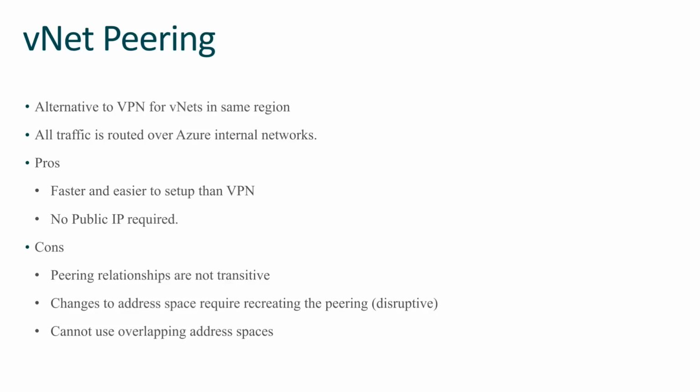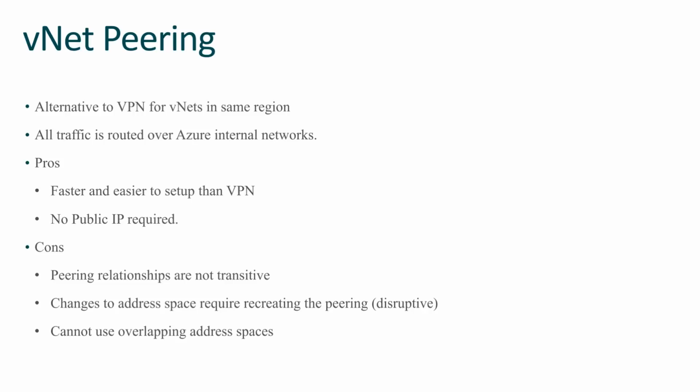Now, this is faster than a VPN. There's no public IP involved because it stays internal. However, they are not transitive. You have to ensure you do not have overlapping address spaces. And if you do make any address space changes, you've got to destroy the peering relationships, reestablish them, and that could be a fairly disruptive operation. But again, like all things with virtual networking, you want to ensure that you plan this well in advance so that you don't have any conflicts.